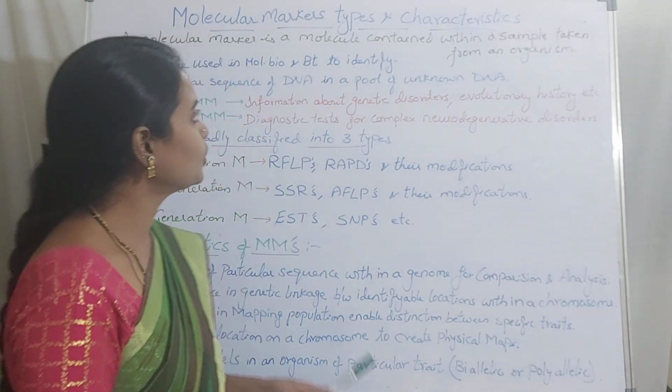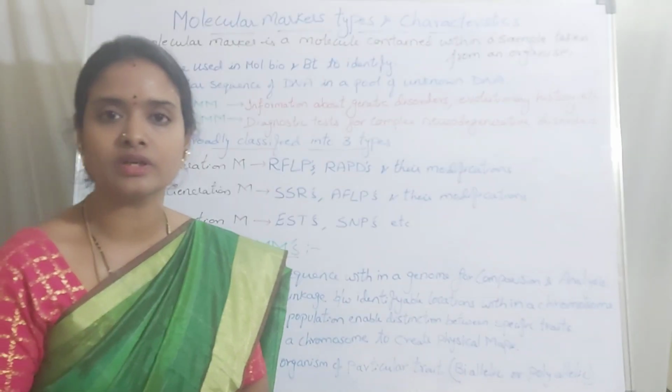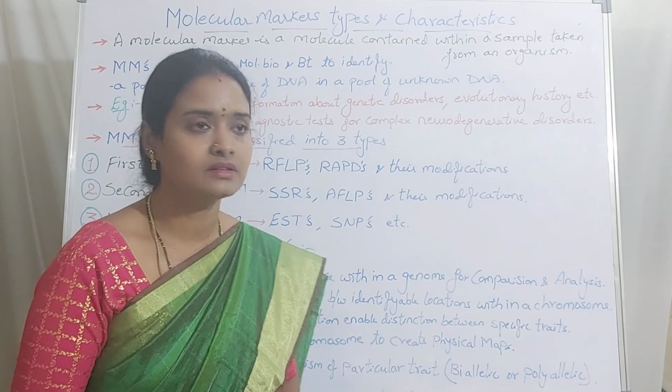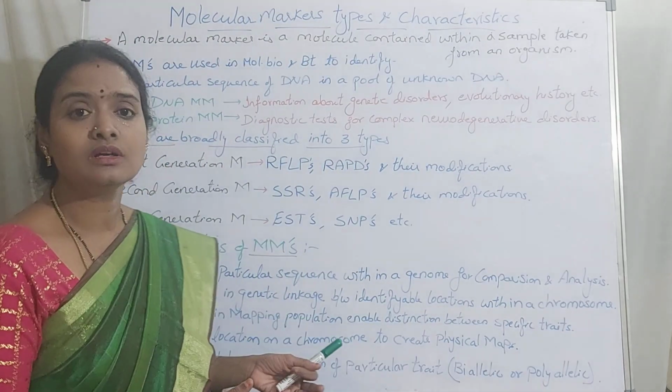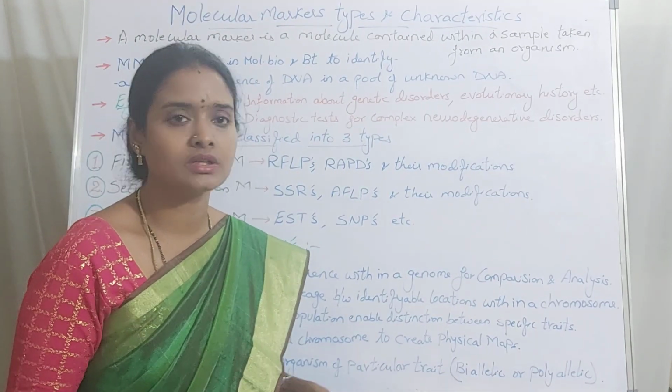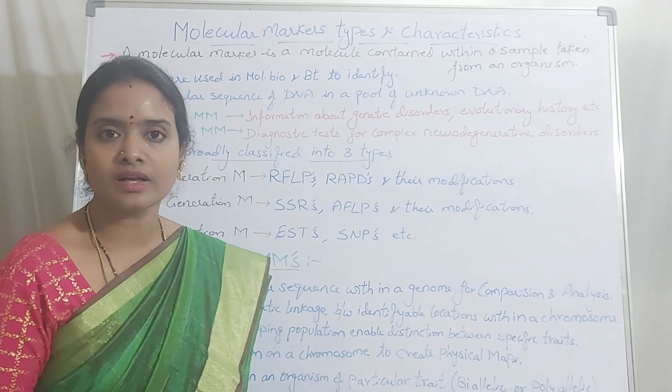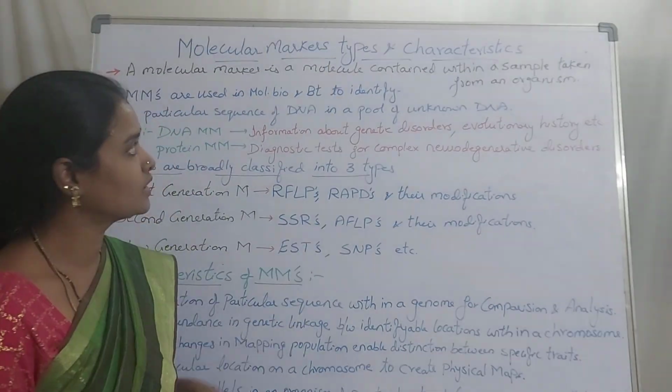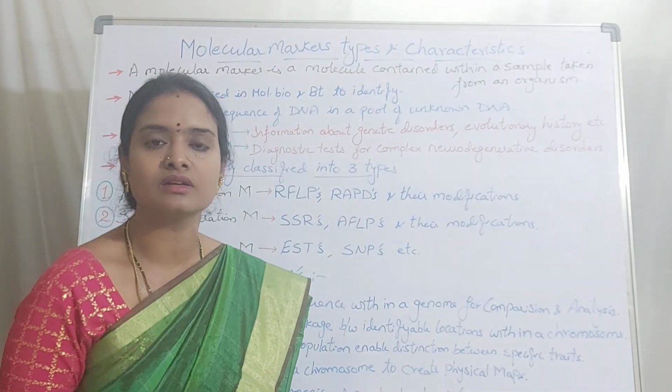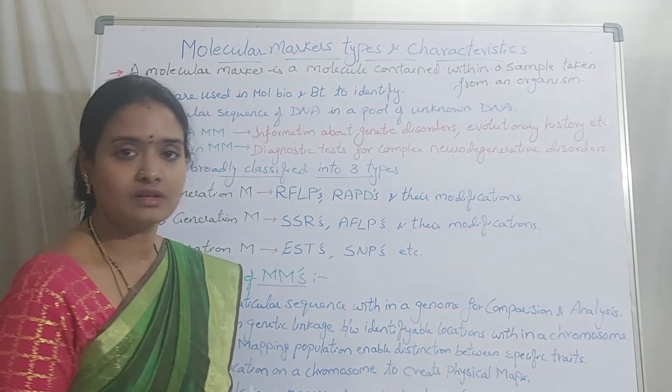So here the molecular markers play a very important role in identifying one person from a pool of population in criminal cases and all, right? So we'll see all those techniques, how they are used in detecting these, in the next class.